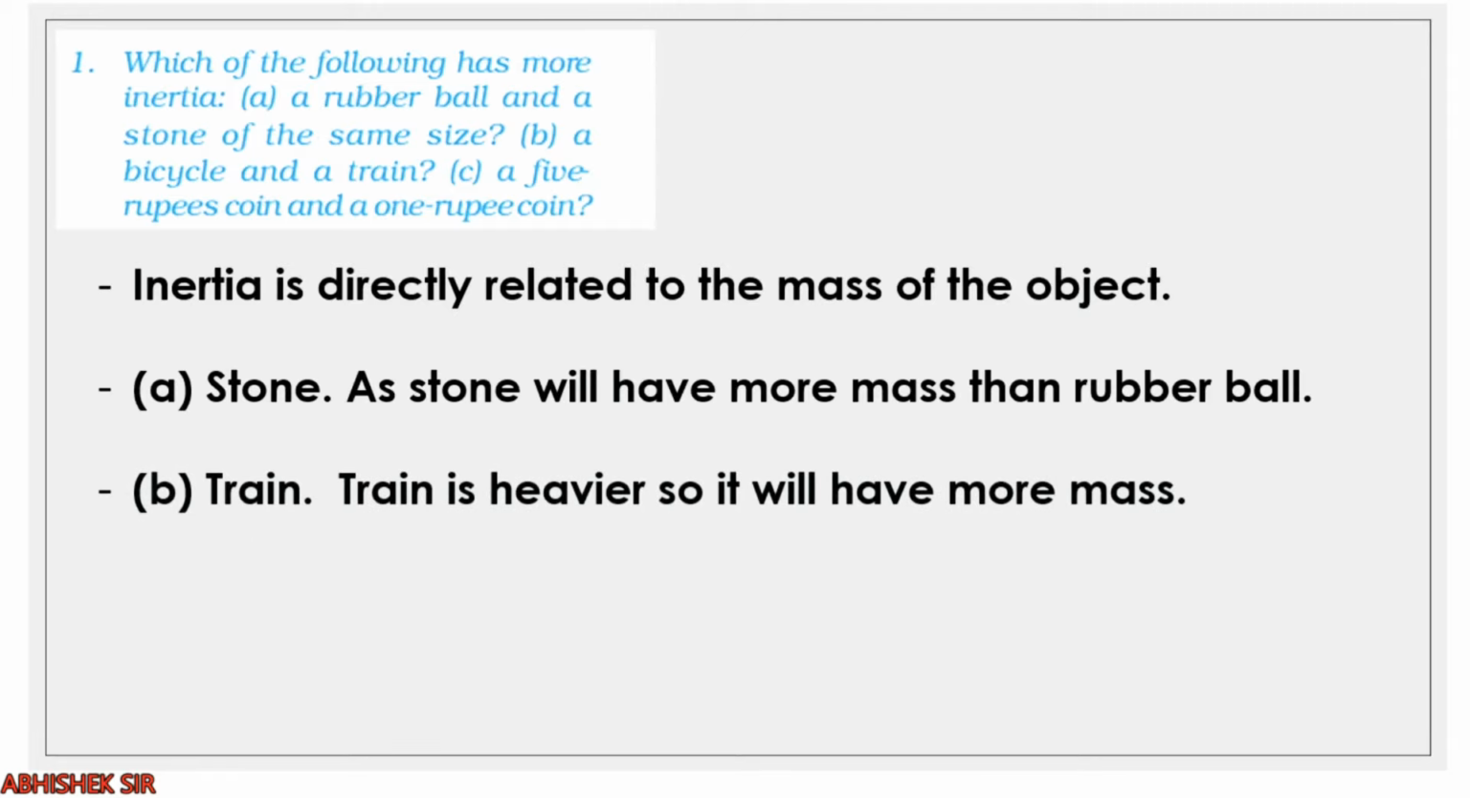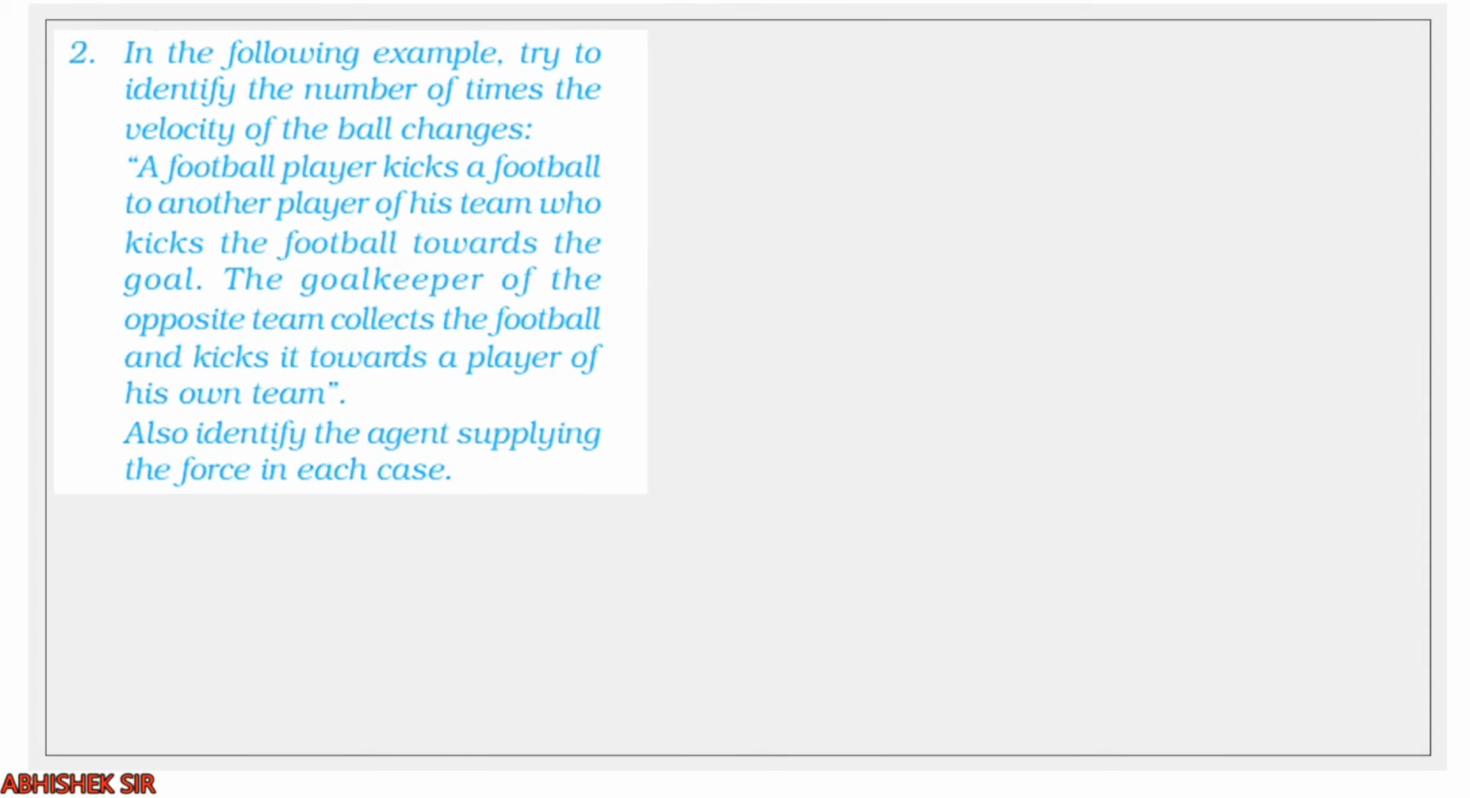In second, a bicycle and a train are compared. Obviously, the train is heavier, so it will have more mass, so it will have more inertia. And third one, a 5 rupees coin and a 1 rupee coin. We all have seen both the coins, and we know that the 5 rupees coin is heavier, that means having more mass. So the 5 rupees coin will have more inertia. Moving ahead to the next question.